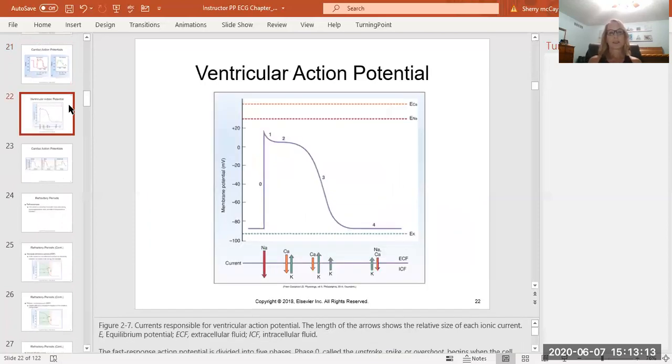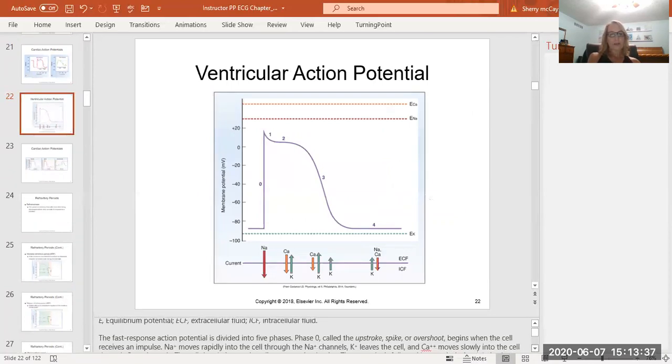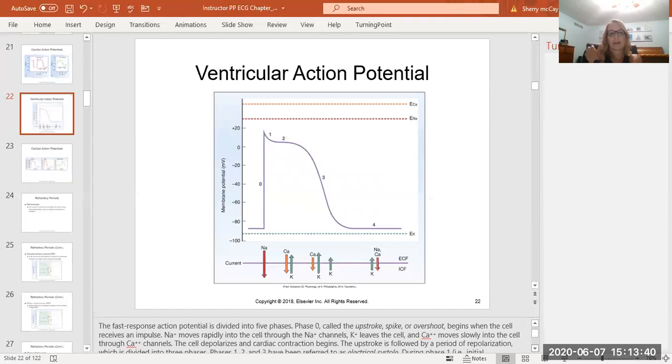Okay, so this is the ventricle action potential. Current responsible for the ventricle action potential. The length of the arrows shows the relative size of the ionic current, which is the equilibrium potential, ECF, extracellular fluid, or ICF, intracellular fluid, okay? The fast response action potential is divided into 5 phases. Phase 0 is called the upstroke, spike, or overshoot, and begins when the cell receives an impulse.